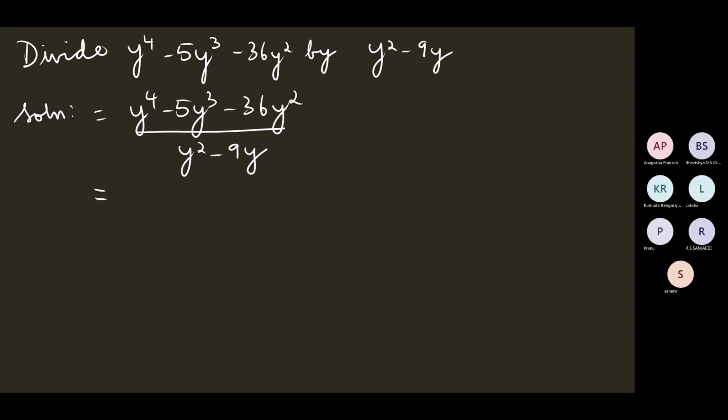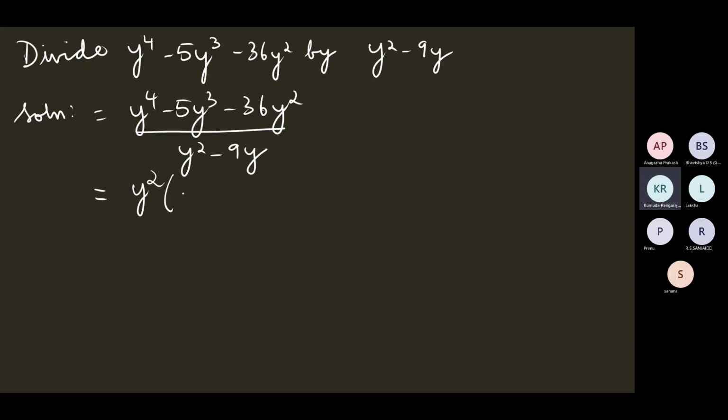Yes, children. Can somebody tell me what will be the step after this? Then we have to take the common out now. Very good, Anugraha. That is the golden rule, children. Wherever we are in algebra, when there's something common among all the terms, take out the common factor. In the numerator, y square is common among all three terms of the dividend. So take out that common factor.